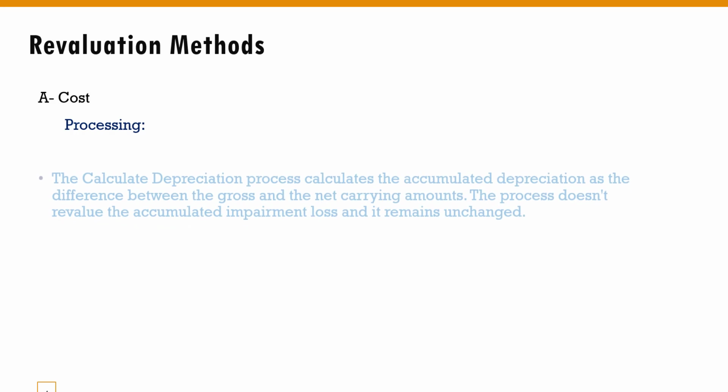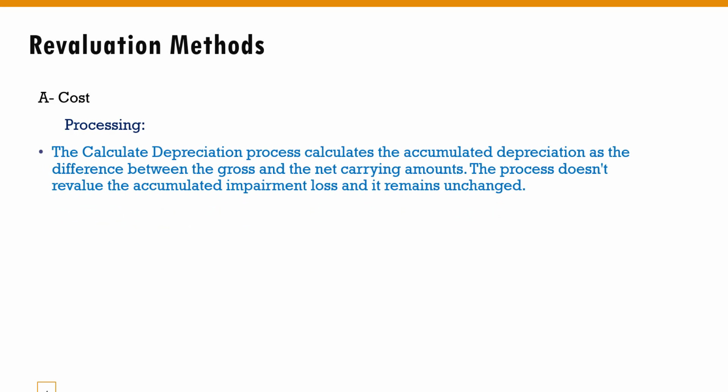What are the revaluation methods? First one is the cost method. In processing of the cost method, the calculate depreciation process calculates the accumulated depreciation as the difference between the gross and the net carrying amount. The process doesn't revalue the accumulated impairment loss and it remains unchanged. Here you can revalue the gross and the net carrying amount either in the same proportion or a different proportion.